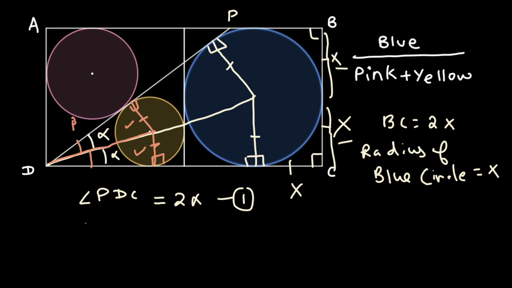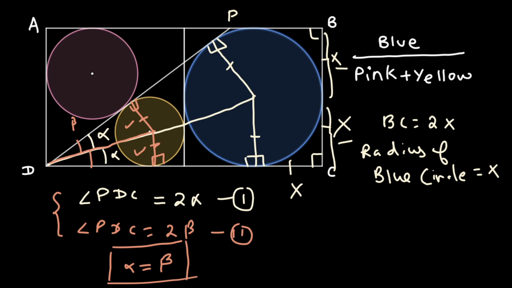So this time I can see that the angle PDC is equal to 2 times beta, and let this be equation number 2. Now by comparing equation 1 and equation 2, we can easily say that alpha is equal to beta. Now how can we utilize the fact that angle alpha and beta are equal to each other?